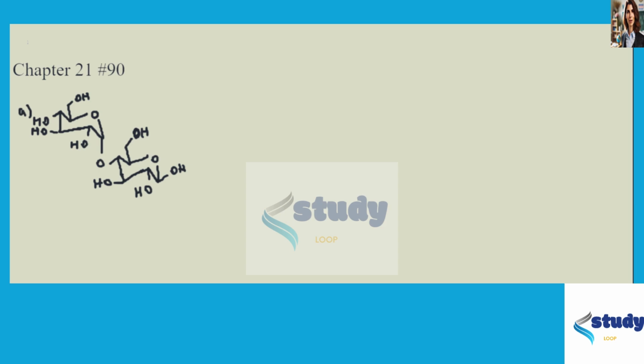This is the answer to Chapter 21, problem number 90 from the Smith Organic Chemistry textbook. This problem asks us several different questions. So it talks about maltose.